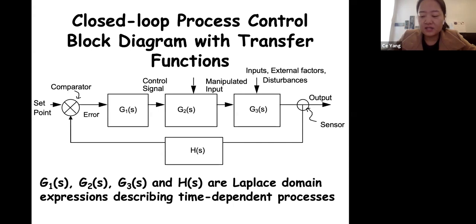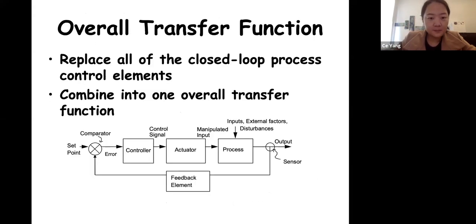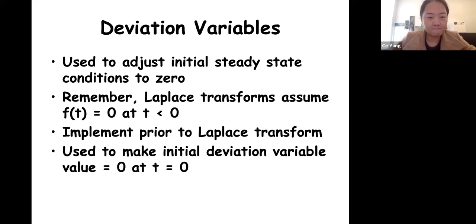But by using the Laplace domain, because we have easier mathematical calculation, we can combine them easily before we inverse Laplace transform. And we can replace all of the closed loop process control elements, the controller, the actuator, process, and feedback element, by the G1, G2, G3, and H. And then we can work on them separately. In the end, we combine into one overall transfer function like this.